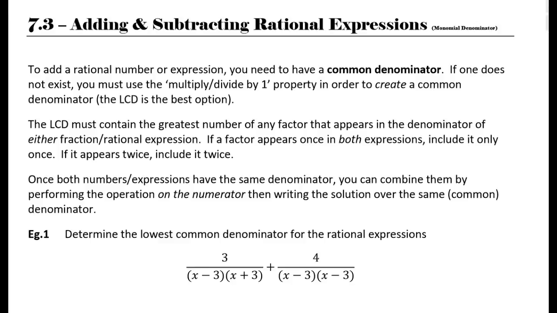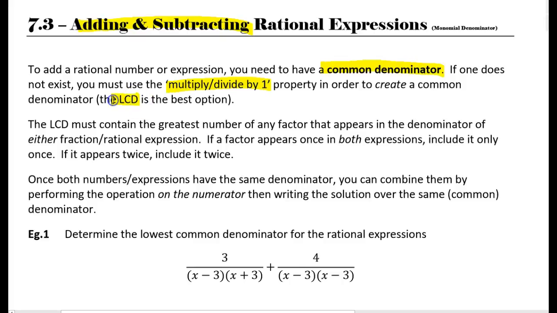Okay, so for 7.3, we're going to look at adding and subtracting rational expressions. We're going to start with just looking at monomial denominators. If you recall correctly from the beginning of the unit where we talked about fractions, when adding and subtracting fractions specifically, we needed a common denominator. We needed to have something in the bottom that matched on both fractions. We accomplish this by doing a multiply or divide by one idea, and that creates our common denominator.